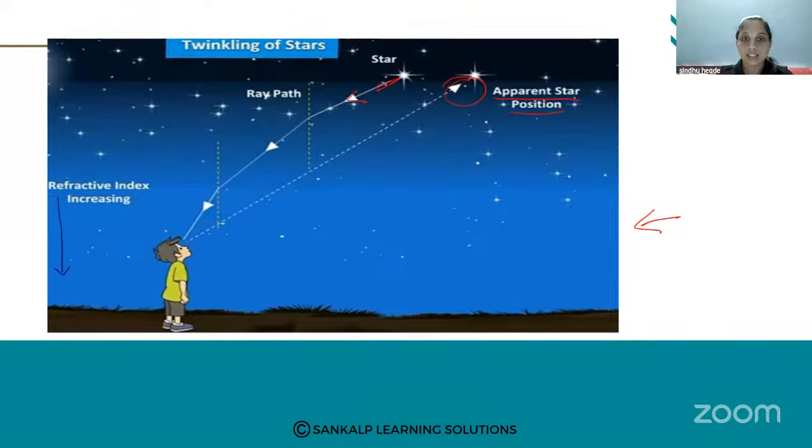See, this is the light coming from the star and it bends here, and when it passes another layer of the atmosphere and again it starts bending, and next it passes another layer and again it bends and finally it reaches our eye. So here the refractive index increases gradually to near the earth surface. This is the image of how the twinkling of stars takes place.